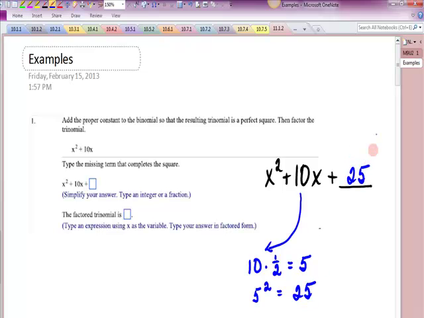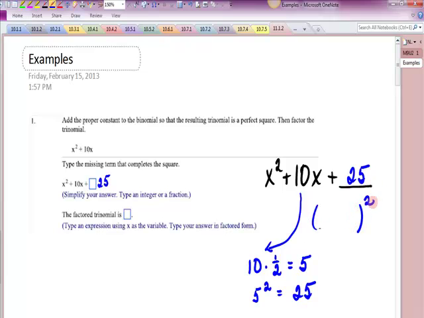25 is the number. Now that's actually the opposite process of what I was talking about. Taking the square root of this and doubling it to get this number. Instead, we're going to take half of this and square it to get this number. By doing that, we have completed the square. So you're just going to put in a 25. Now you have to factor it. This is a perfect square trinomial.